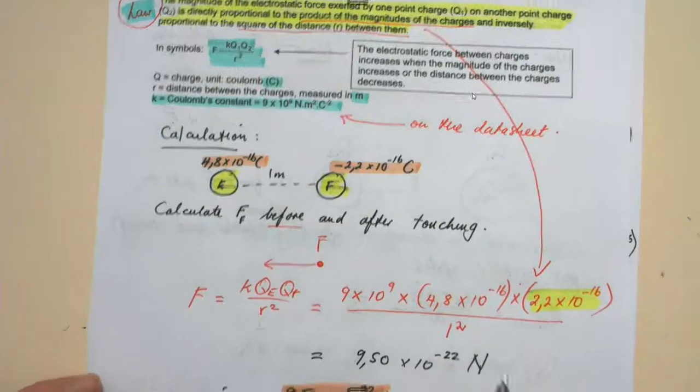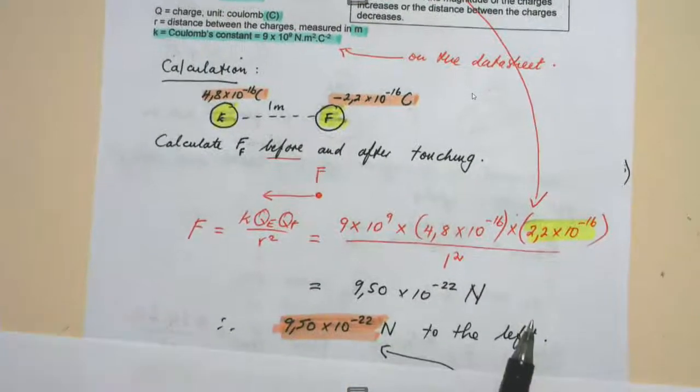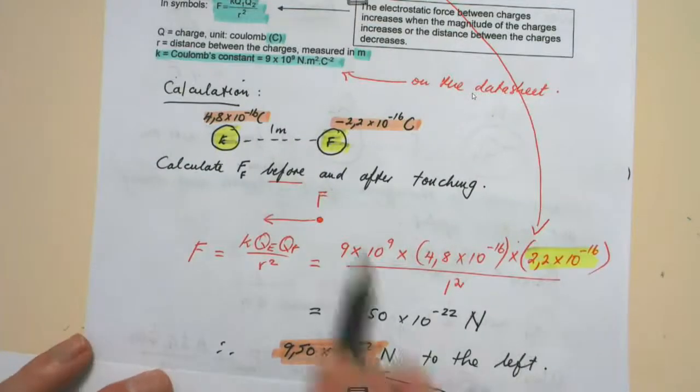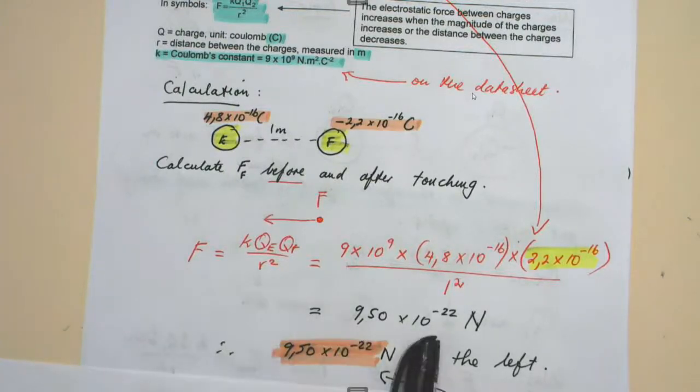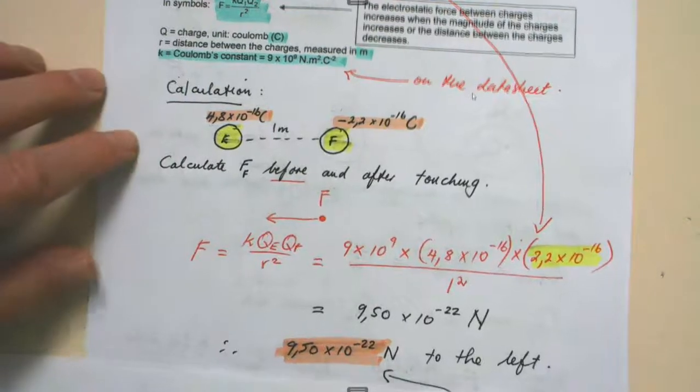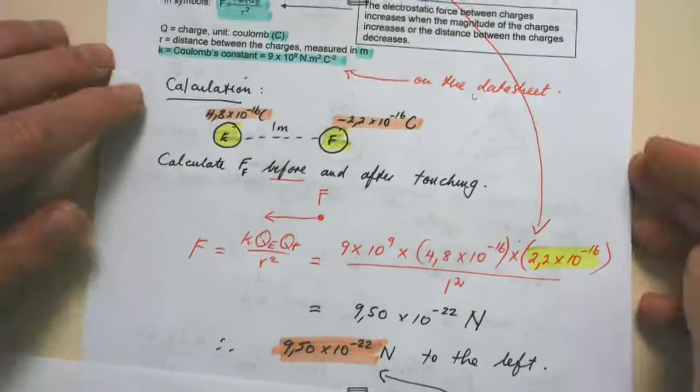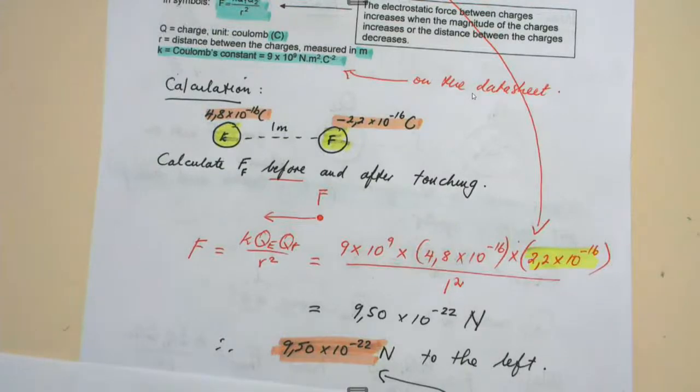And when we get our final answer, now knowing that it must be attraction, I can just make a note saying this force will be to the left. And don't forget that, because it is a vector. So at the end, after calculating the magnitude, you then add the direction. I hope this is quite clear, and this is a straightforward, easy calculation between two charged objects.